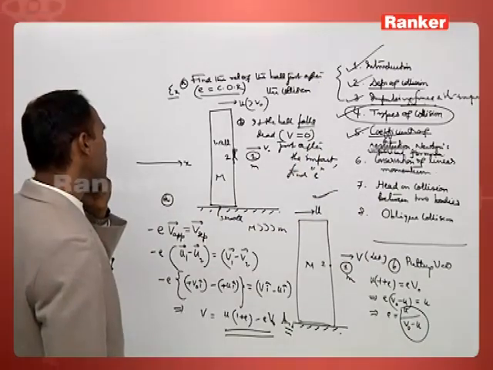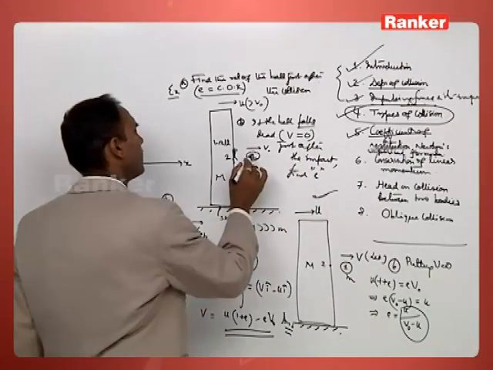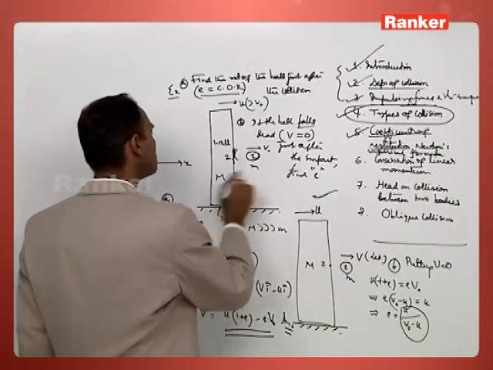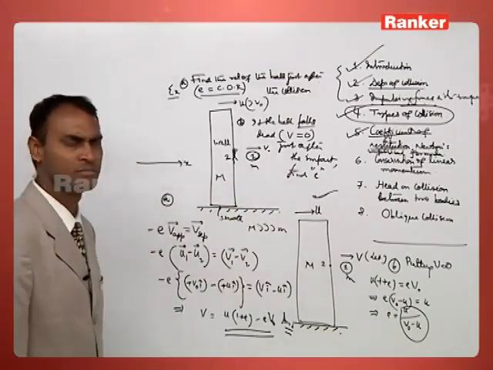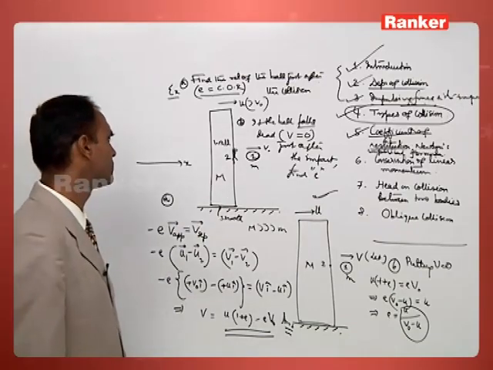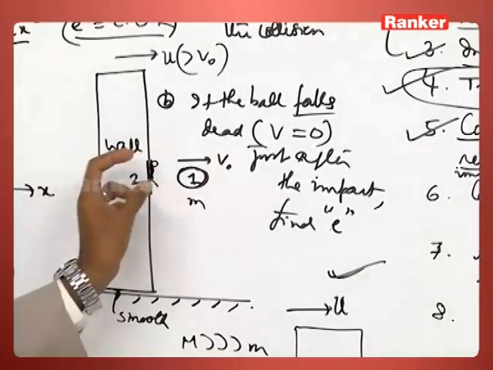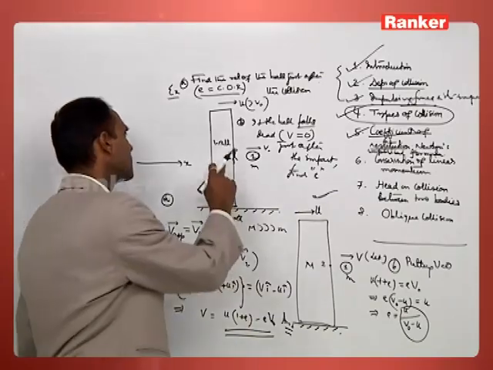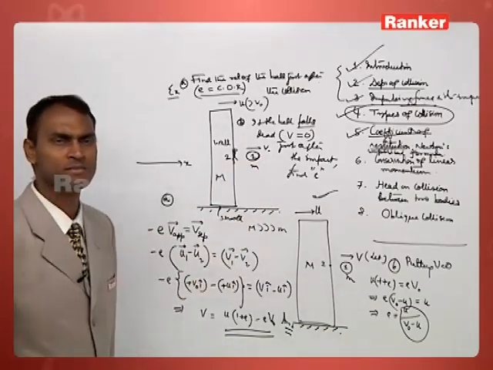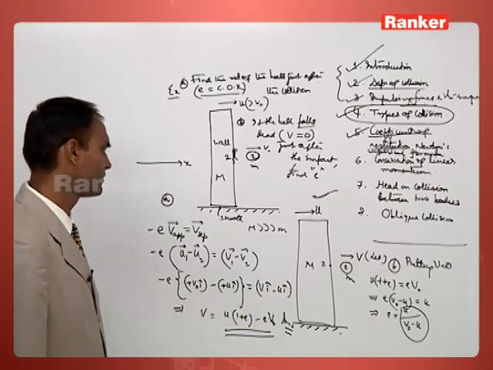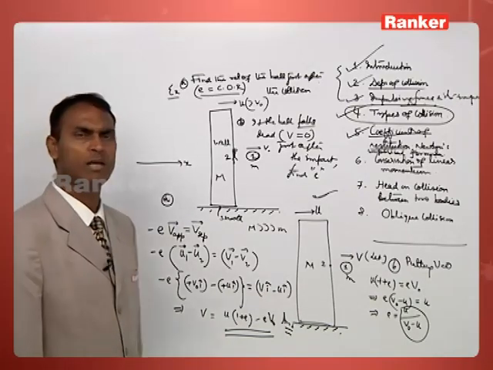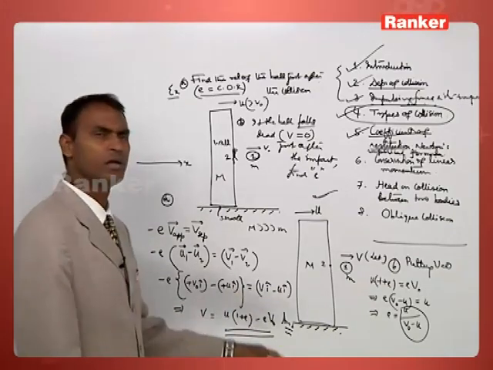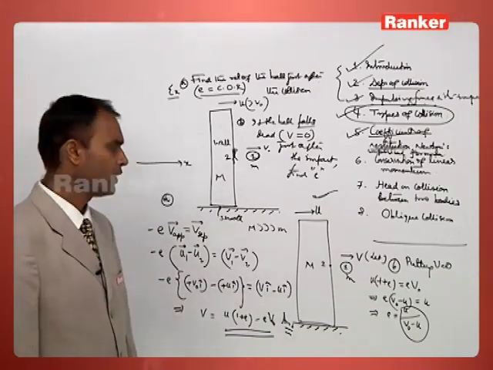v naught is the speed of the ball, u is the speed of the wall, and when the wall moves faster than the ball, the collision will never take place. The collision will never take place. When you just believe in the mathematics blindly, you will be in trouble.